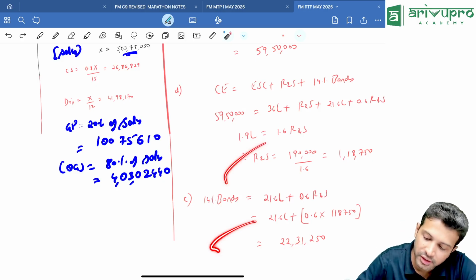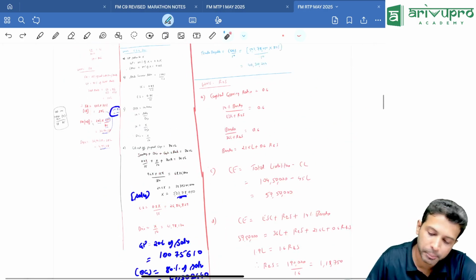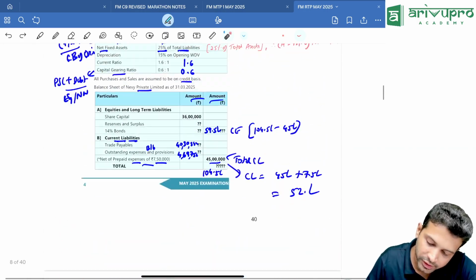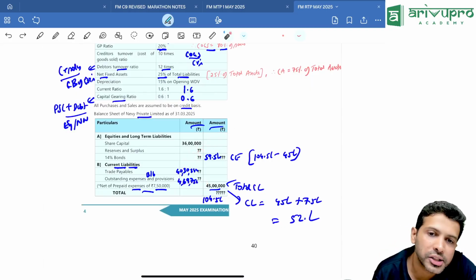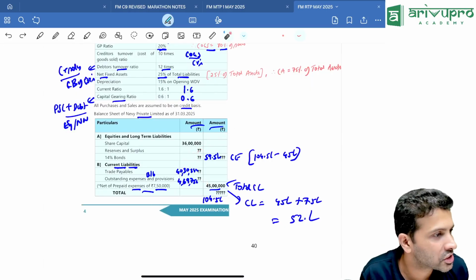Bond also you got. Reserves and surplus also you got. Balance sheet pending done. Balance sheet done now. That's all this question is about. Okay, G. Yes. Pakka, G. One recap. Let's give a G for this question, G.